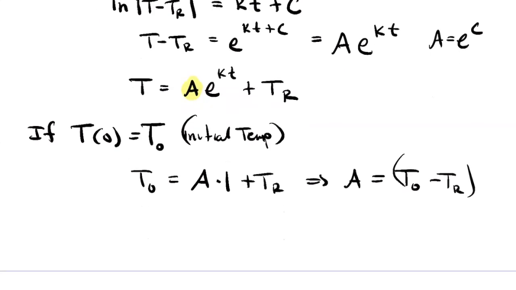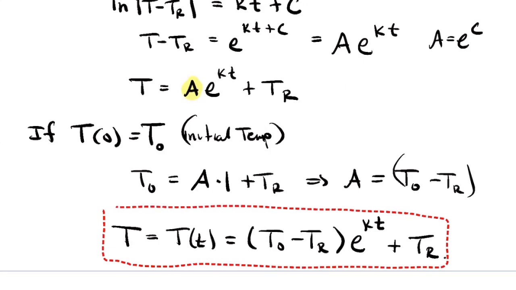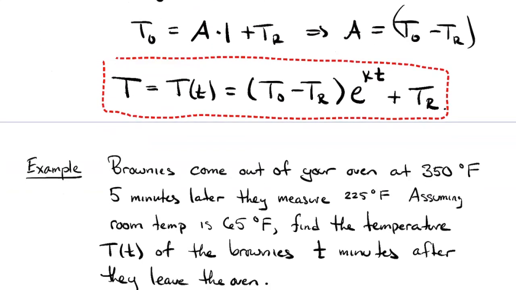Okay, so if we roll all of that together, we've got a nice solution to Newton's law of cooling. The temperature of this object at any time t is equal to that A, that's T0 minus TR, times e to the Kt, where K is the constant of proportionality, plus the room temperature. Nice. So that's the solution to Newton's law of cooling. Let's look at an example.